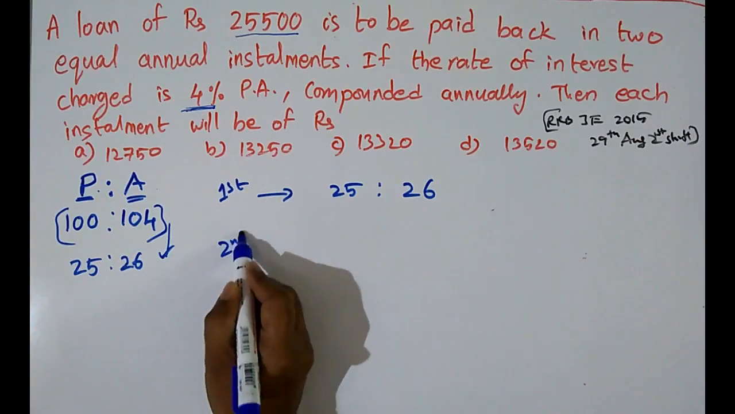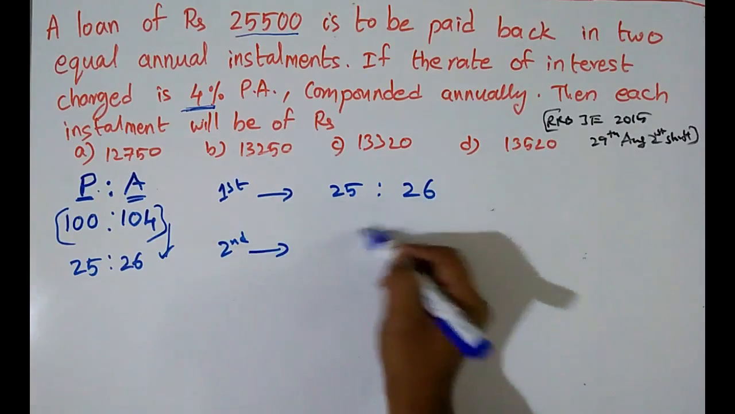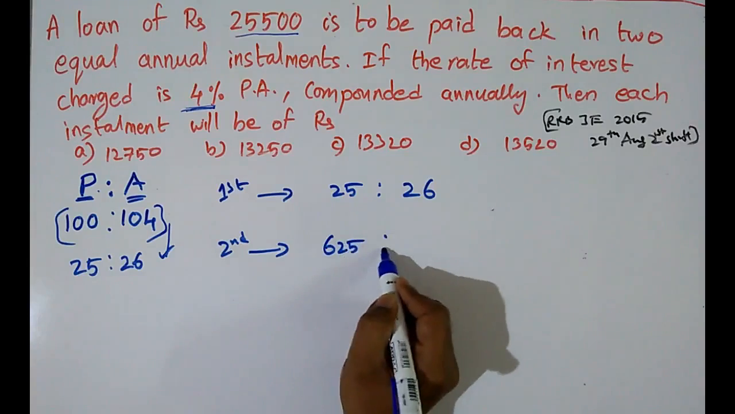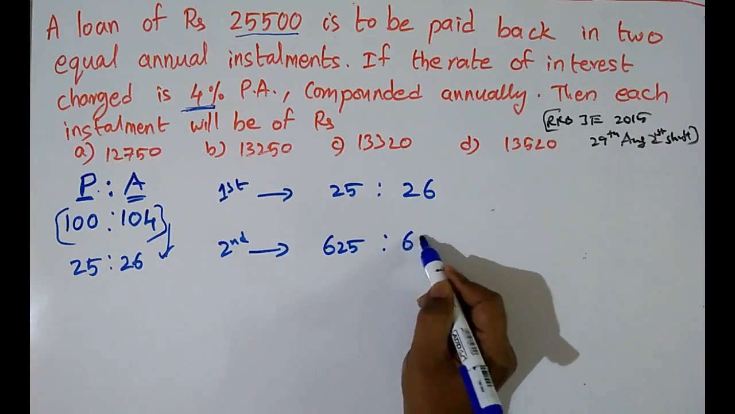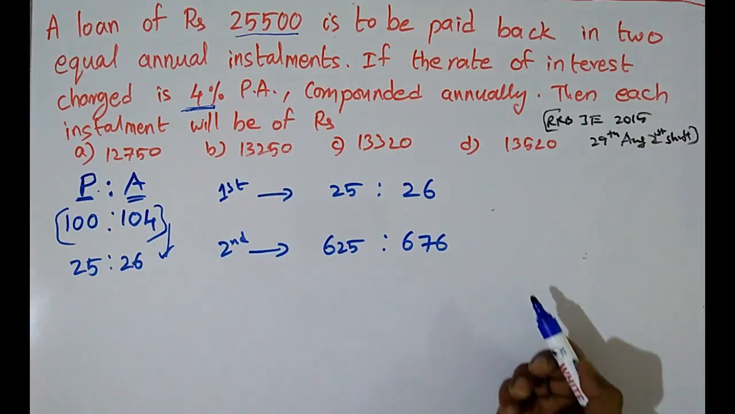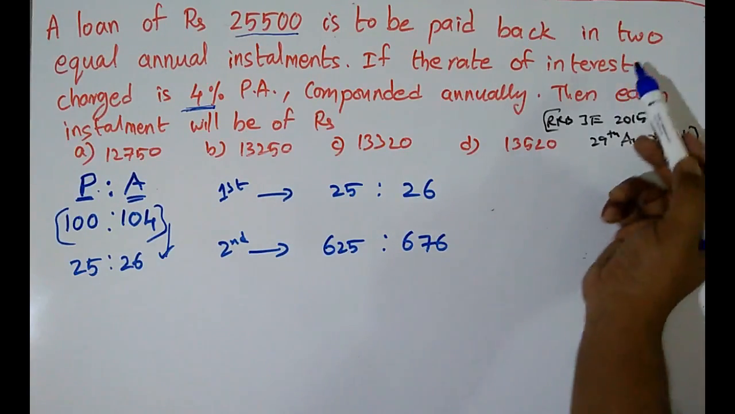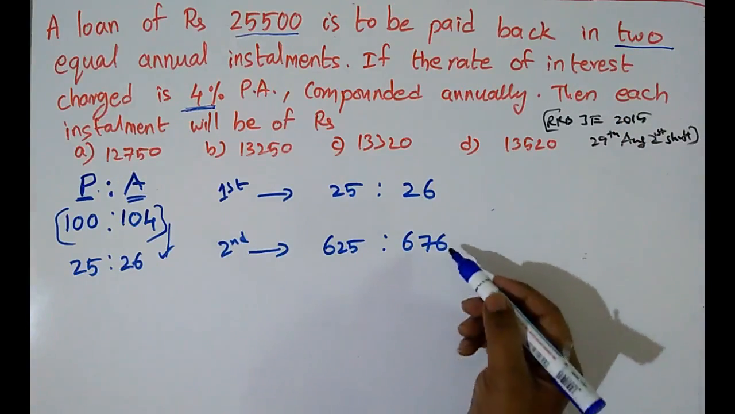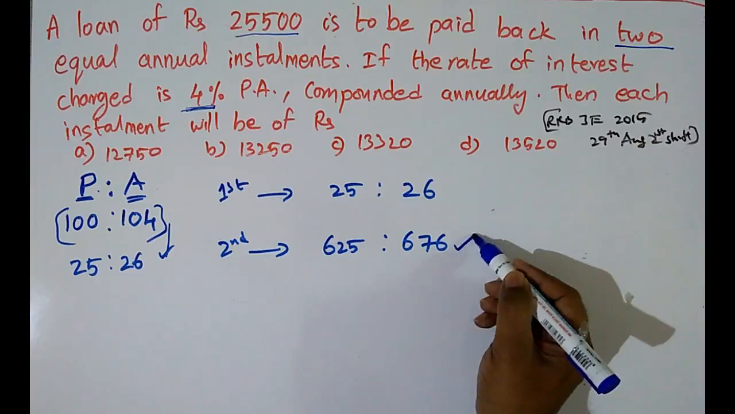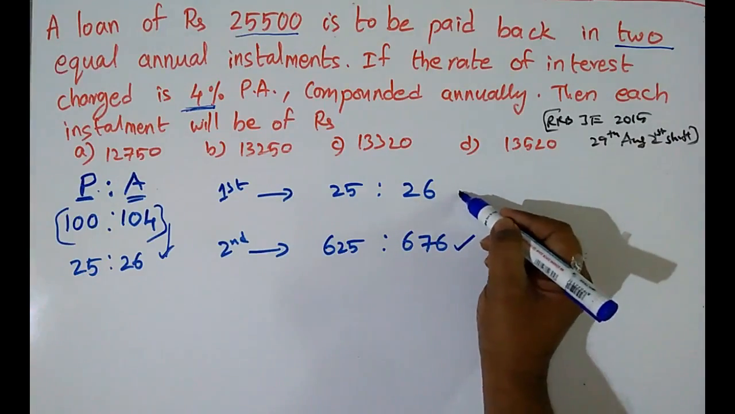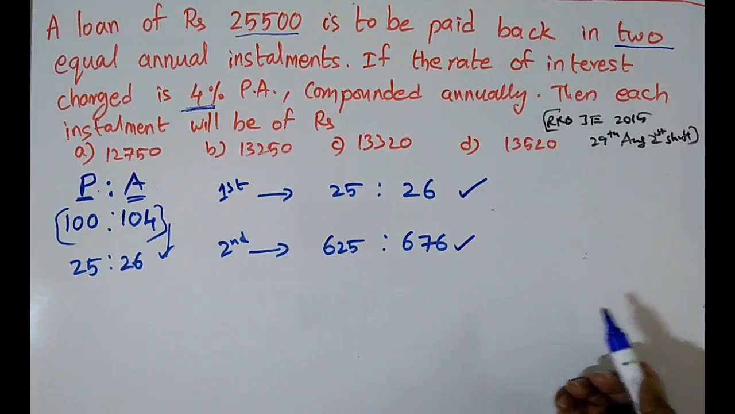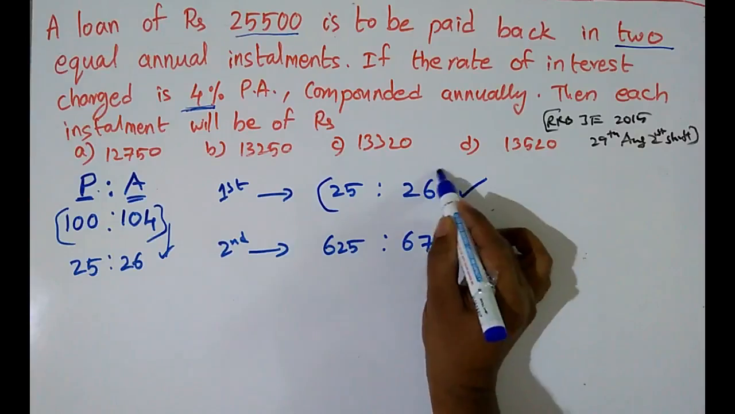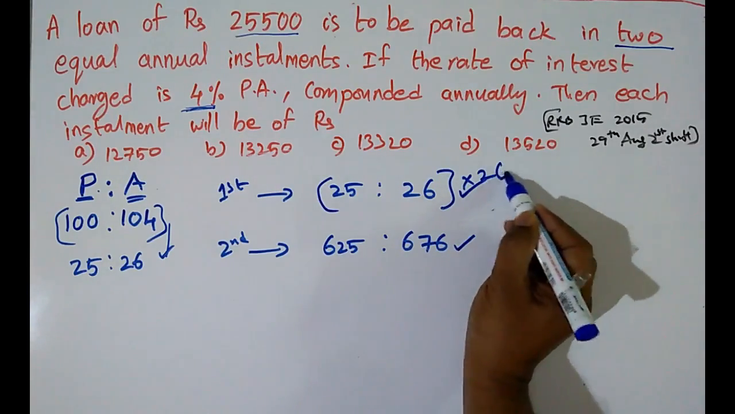That is the 4% which we have deduced from here. In the second installment, we have to square this. For 25 we will get 625. For 26, the square is 676. But the question is, we have to pay two equal annual installments. So if we pay 676 here in the second year, we have to pay the same 676 in the first year also. To get 676 here, we will be multiplying with 26 again.